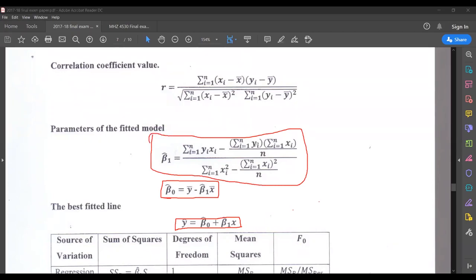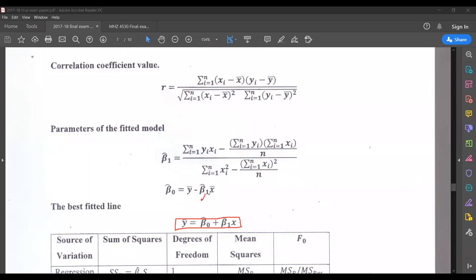Here you need to add up all the y terms. Here you need to add up all the x terms and divide by the number of terms, n. Here you need to multiply both x and y terms and add up everything. Here, the square of x terms, and here also the square of x terms, and divide by the number of terms. They have given the equation and are asking you to substitute and solve it. That's all.